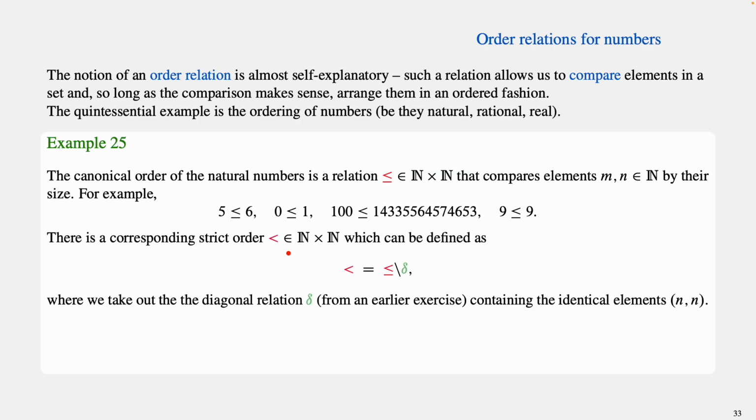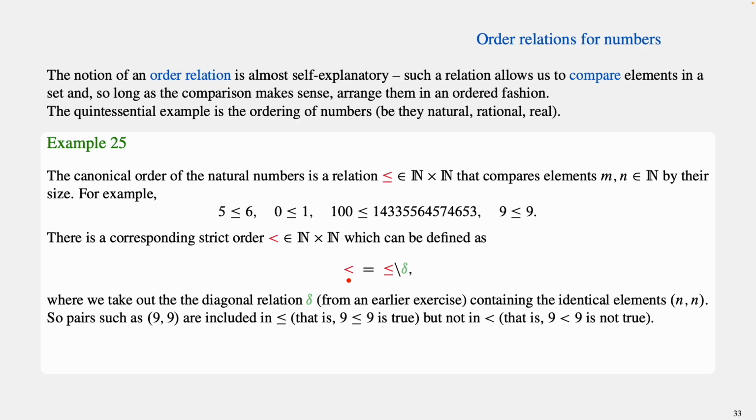Now there's a corresponding strict order relation, which I simply denote by the less symbol, which can be defined as the relation less or equal without the diagonal relation. So recall this diagonal relation from the earlier exercise we had in this video. This is the relation which contains precisely the identical elements. So if we take those out of our less or equal relation, then we get the strictly less relation here.